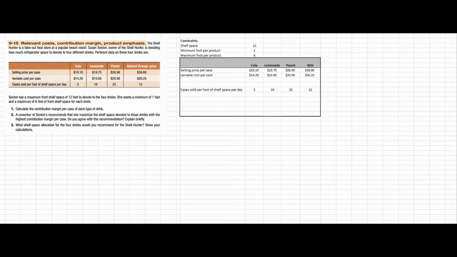Okay, step number 1 would be to determine what our alternatives are. Our alternatives are to take the 12 feet of shelf space and dedicate it to one of 4 different products: cola, lemonade, punch, or natural orange juice. Step number 2 is to identify any constraints we might have. Do we have any input constraints? Yes, we do. We have 12 feet of shelf space. Do we have any output constraints? No, we don't. Do we have any managerial constraints? Yes, we do. The manager wants us to have at least 1 foot dedicated to each product and no more than 6 feet dedicated to each product.